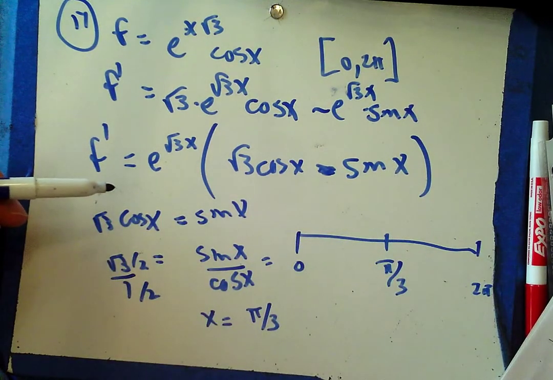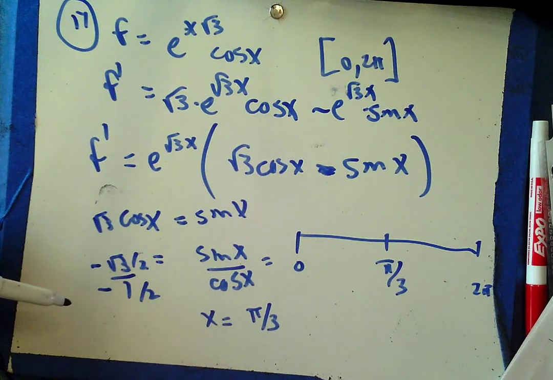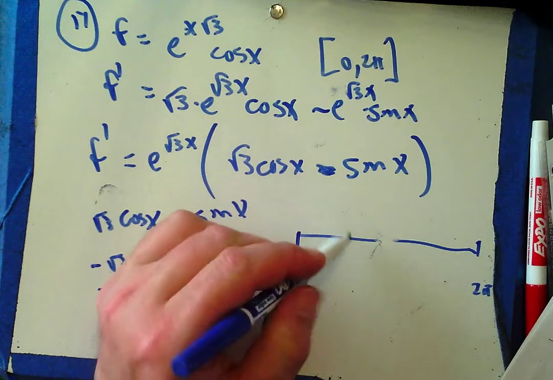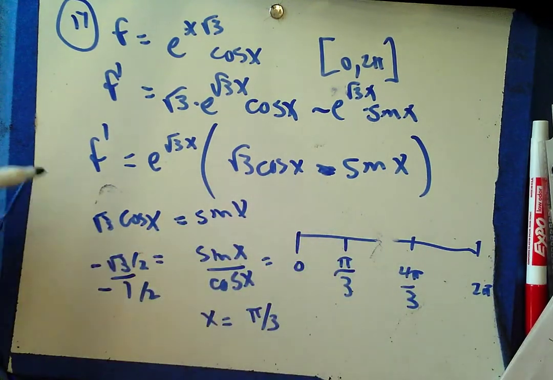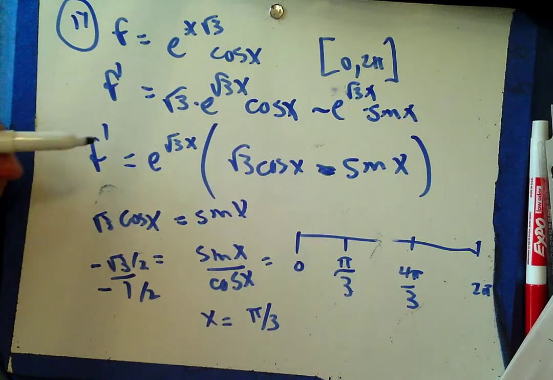Oh, wait a second. Couldn't this happen if they were both negative? And that would be in third quadrant. What would that value be? Pi over 3, 4 pi over 3. Okay, let's test some values then.